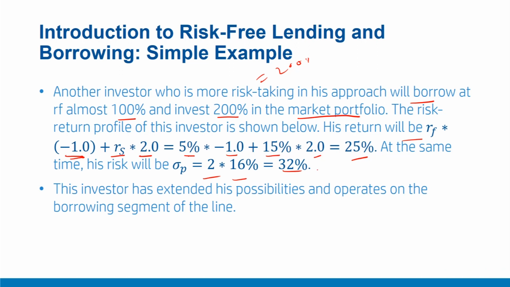So while this investor has extended his possibilities and he's obtaining a very high amount of expected return, he's standing on the borrowing segment and his risk has also increased considerably. So if this is the tangency portfolio S, this is RF, then his position is almost here. While he's getting that higher expected return of 25%, at the same time he's also facing a risk of 32% standard deviation.